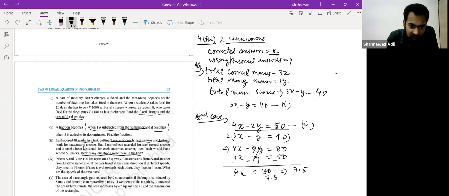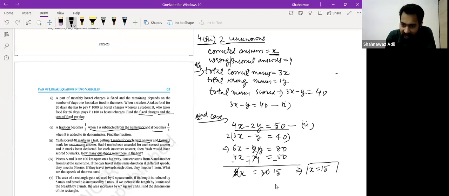3x minus y is 40, right? So doubling it, we get 6x. Why did I write 8? So 6x minus 2y is 80, and 4x minus 2y is 50. So 2x is 30, so x is 15, because the number of questions can't be in fraction, right? So x is 15 and y is how much?